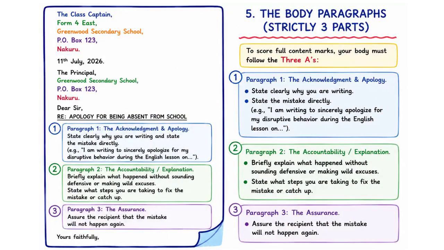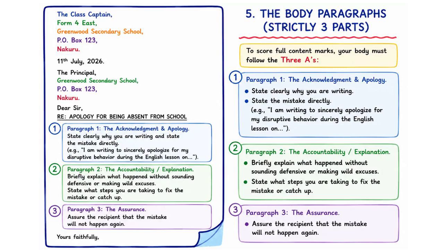Next is the body of the letter. This is the most important section. To score full content marks, organize your body into 3 paragraphs, commonly remembered as the 3 A's. Paragraph 1, acknowledgement and apology. Start by stating why you are writing. Clearly admit your mistake. For example, I am writing to sincerely apologize for my absence from school on Tuesday, 8th July 2026 without informing the school administration. I acknowledge that my actions were irresponsible and I deeply regret my conduct.